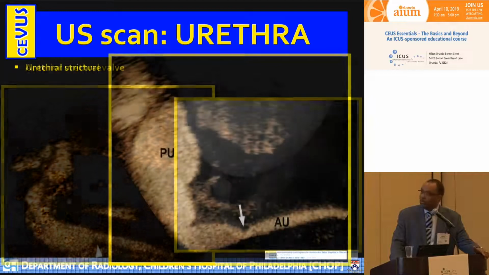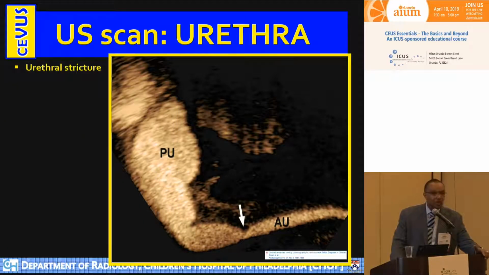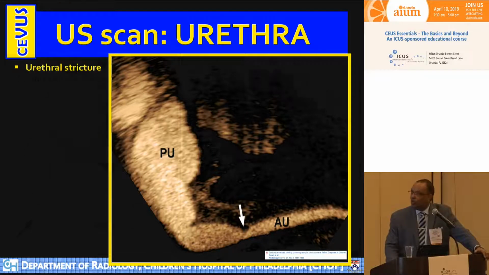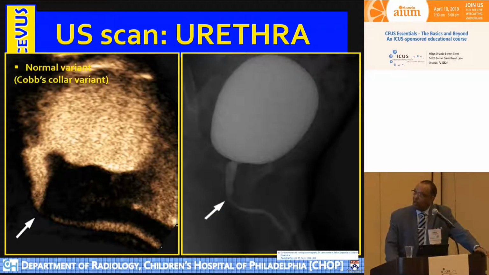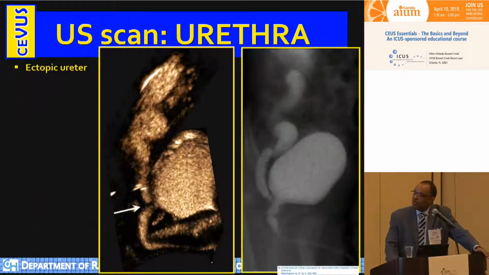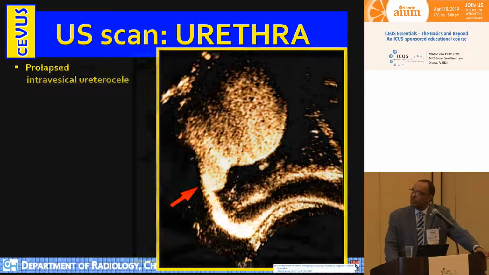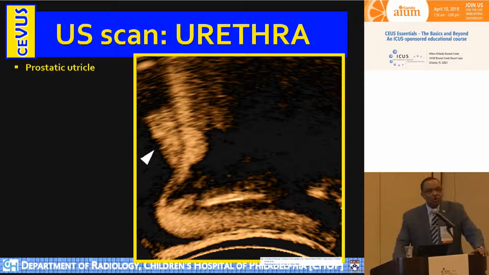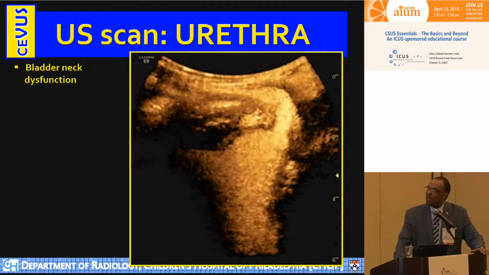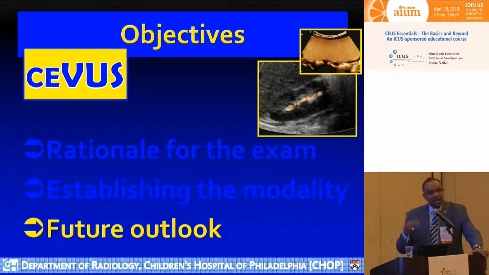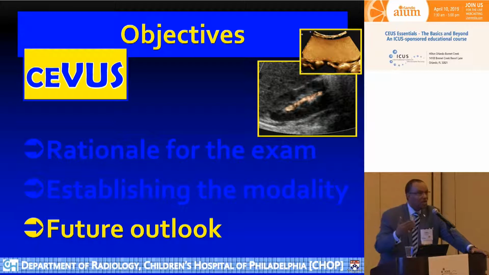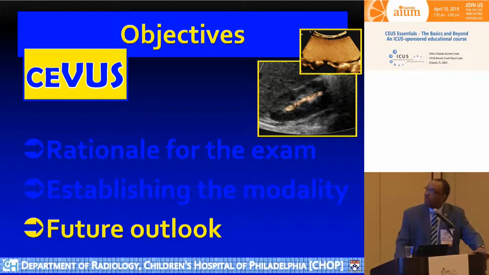Just to demonstrate to you all the pathologies that you can see, a urethral stricture you can nicely depict. We even use it intraoperatively with the urologist to depict the strictures when they want to operate on those. Or even a Cobb's collar normal variant can be nicely seen on the ultrasound, or an ectopic ureter ending in the posterior urethra is seen here, or a prolapsed intravesical ureterocele is nicely seen, or a prostatic utricle with reflux into the prostatic utricle can be seen. And this was a bladder neck dysfunction which bulged during voiding. So these are all demonstrating the utility of ultrasound and contrast ultrasound for diagnosis of urethral pathology.